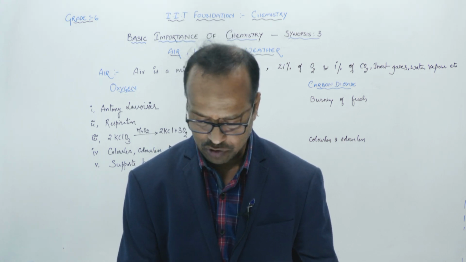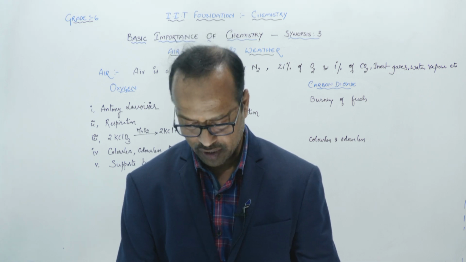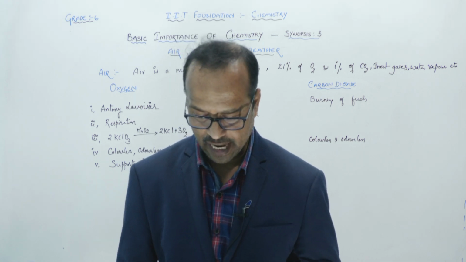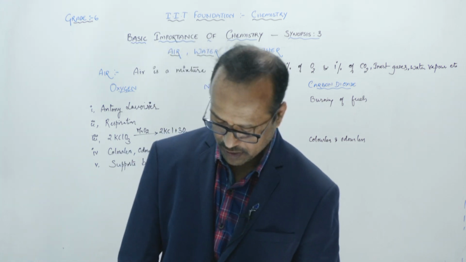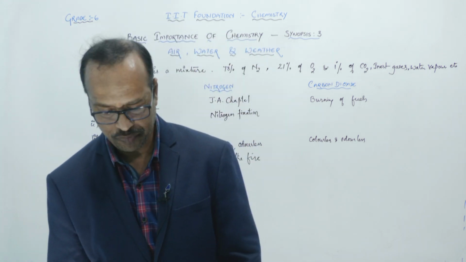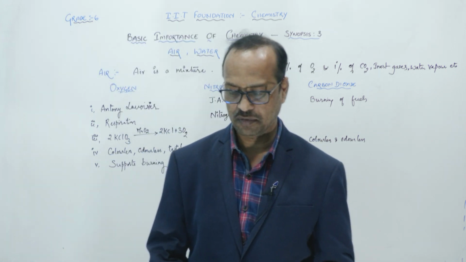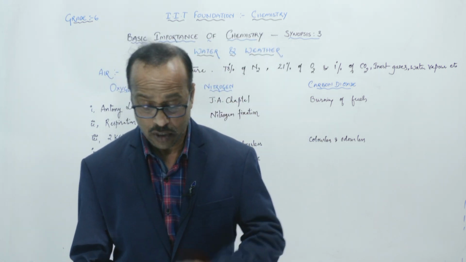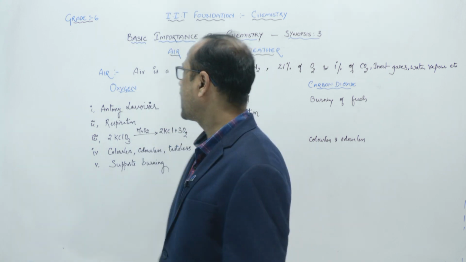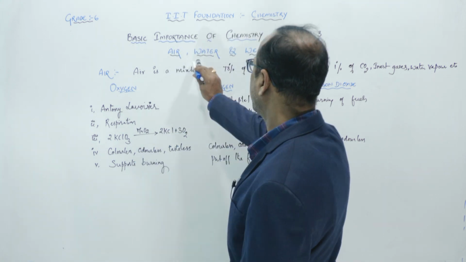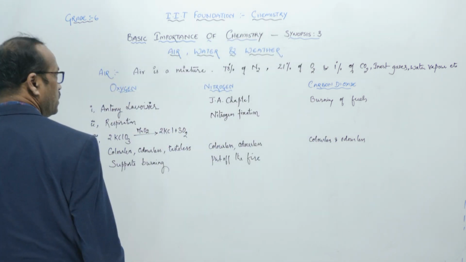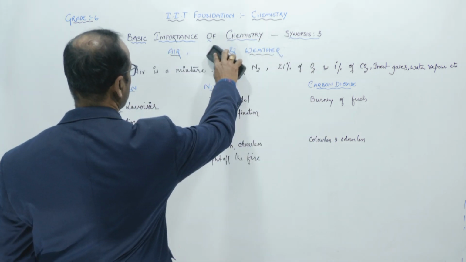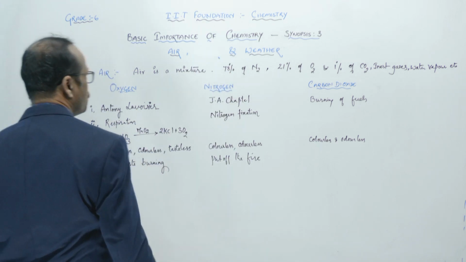So here I'm going to start the third synopsis today. Okay, third synopsis, that is air and weather. If you have the material, open page number 21 from volume 2, basic and importance of chemistry, that is synopsis 3. So students, today's topic is air and weather. Air, water is not there. So water is the next synopsis. Okay, I'm leaving it.